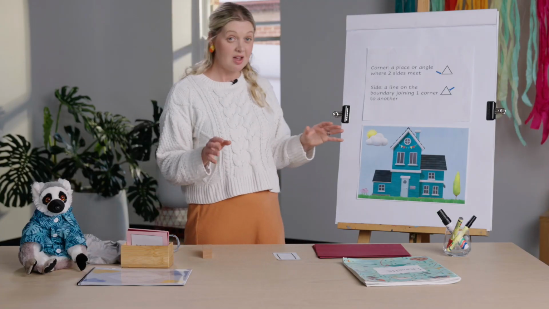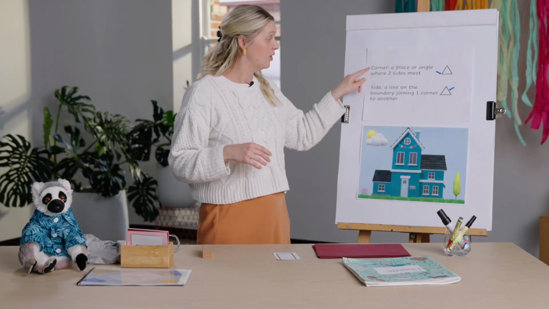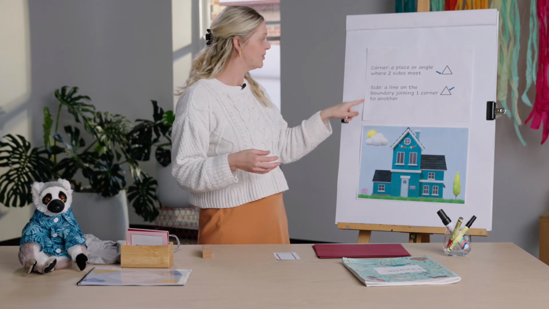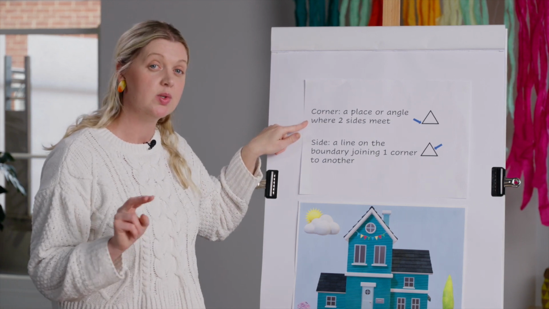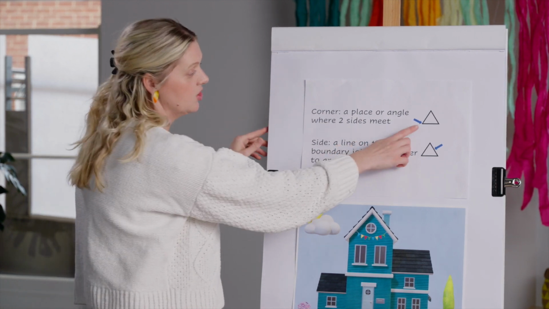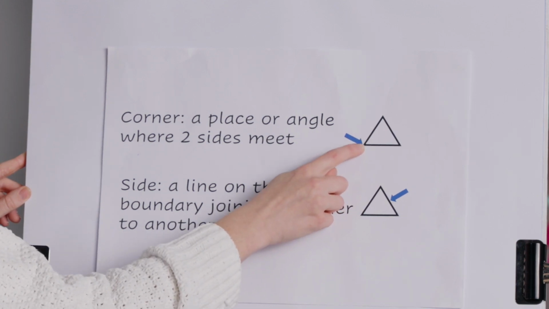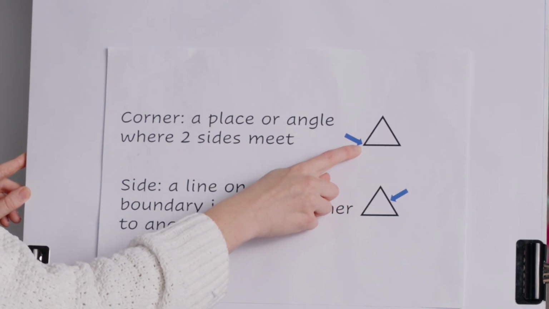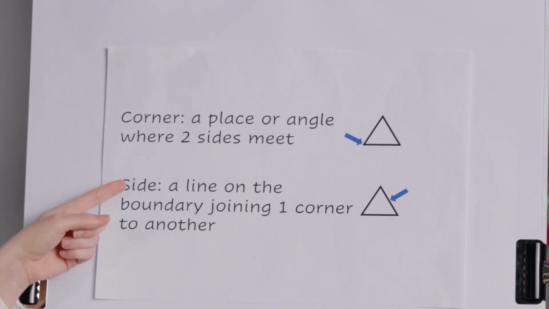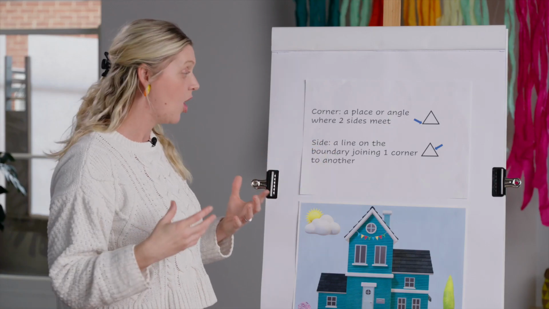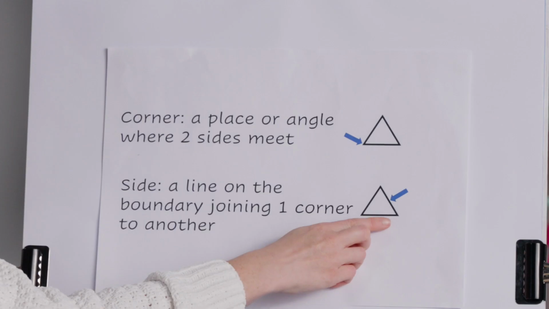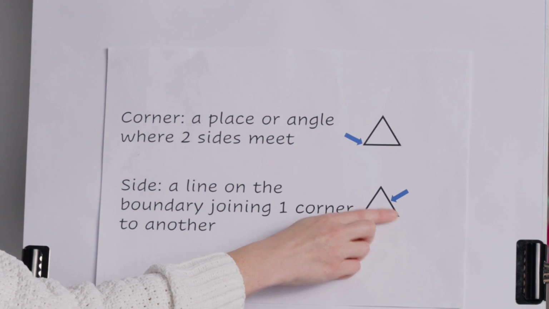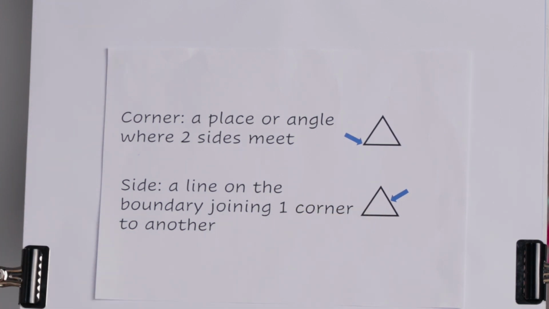Great job, everybody. Now, 2-dimensional shapes have corners and sides. A corner is a place or angle where 2 sides meet. Let's have a look at the picture. Here is the corner or the place where the 2 sides meet. And a side is a line on the boundary joining one corner to another. So there's the line joining one corner to another.